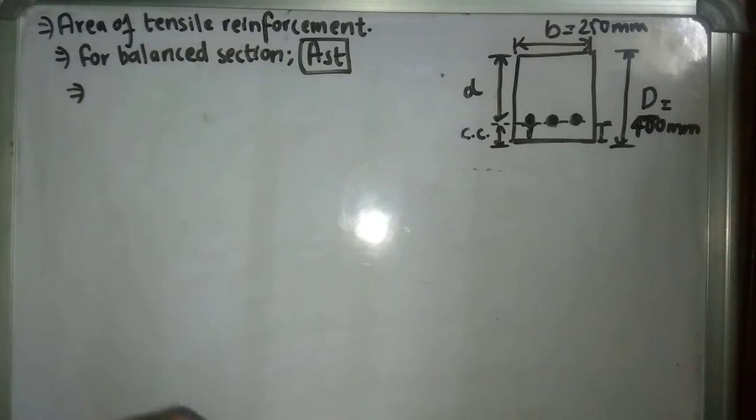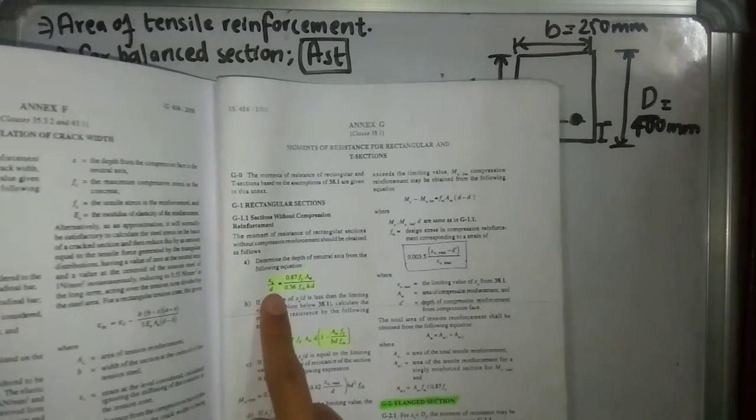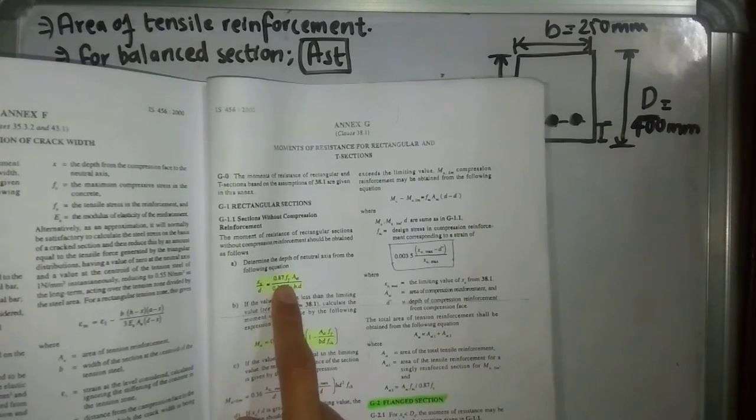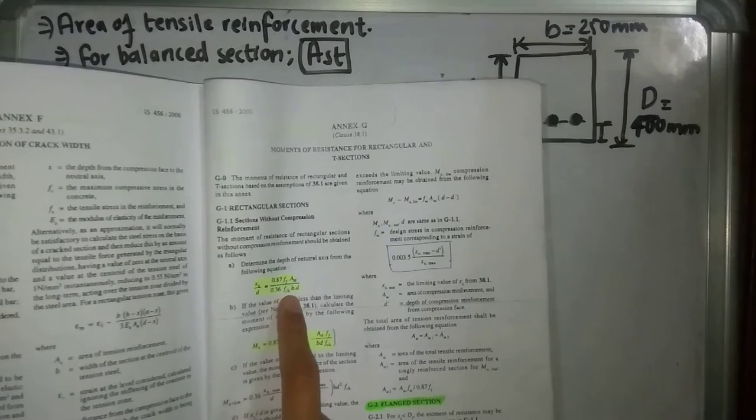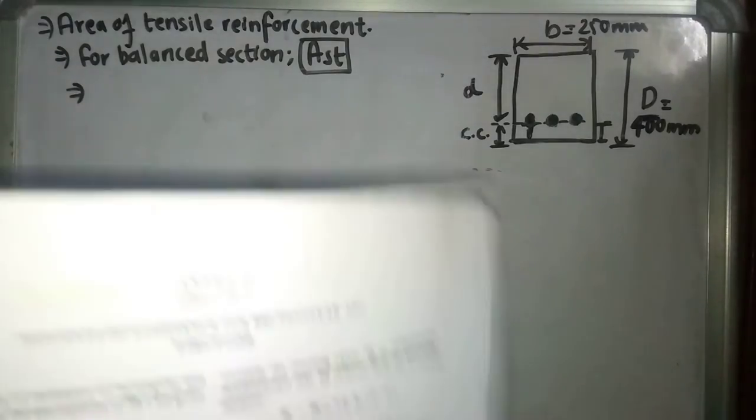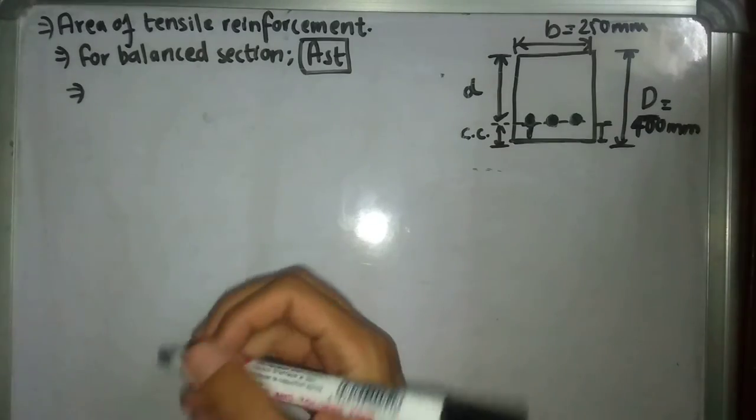So again, following our code, if you move to Annex G, the previous part of our code, what you can find over here is we are going to find the value of XU. We have our value of XU as 0.87 FY AST divided by 0.36 FCK BD. This highlighted portion of the section, we are going to use this formula in order to find our area of steel.